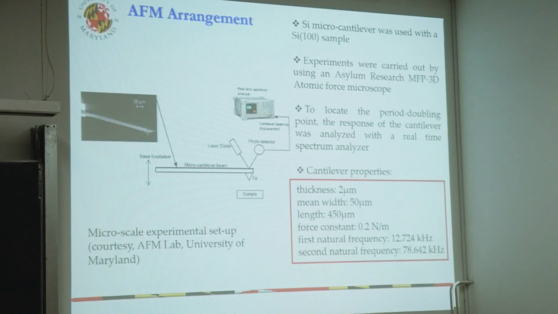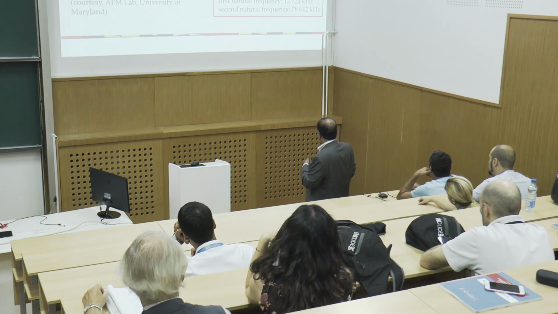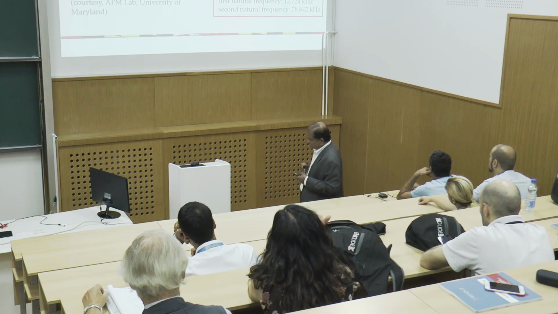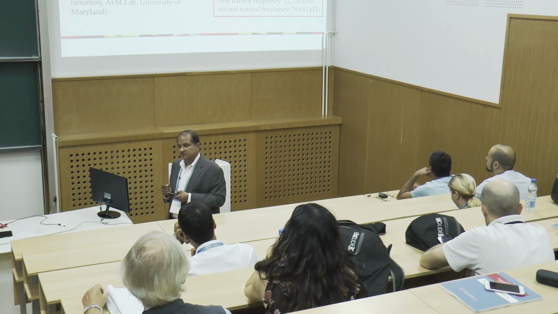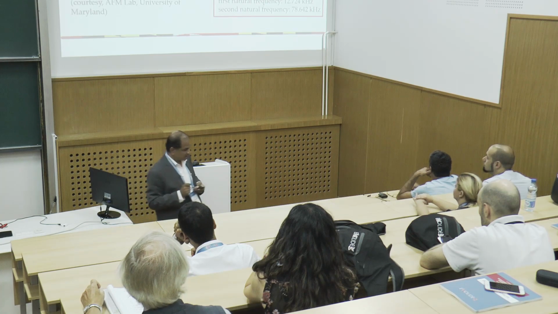So these are roughly the physical parameters of the system. The system has a first natural frequency around 12.74 kilohertz, and the second one around 78 kilohertz. And what we would like to do in this case is go around grazing contact of the system and see if we could use noise to figure out when it makes contact or not.